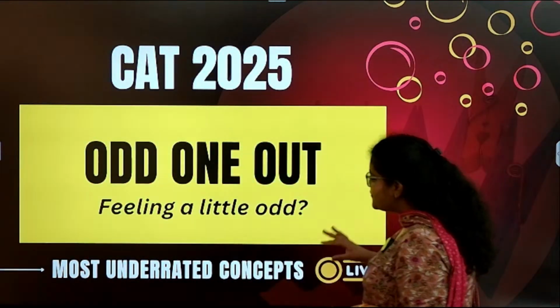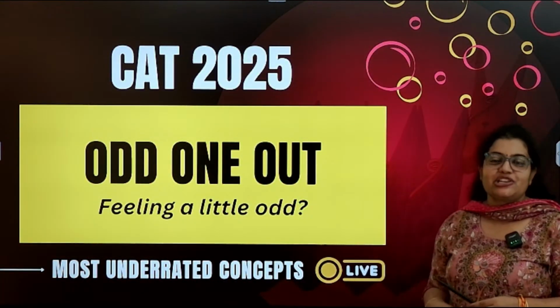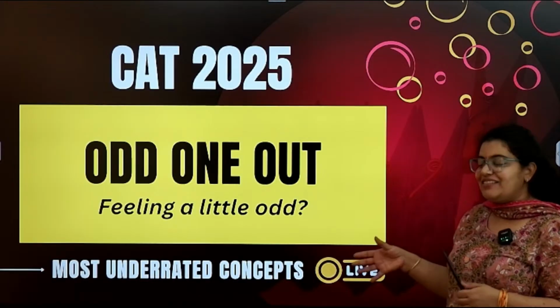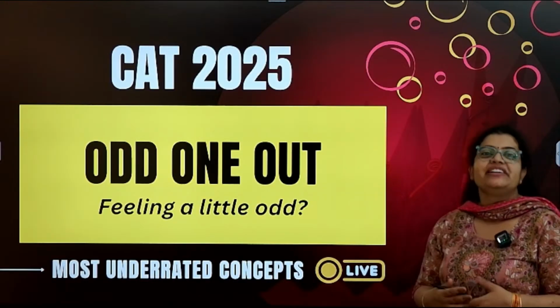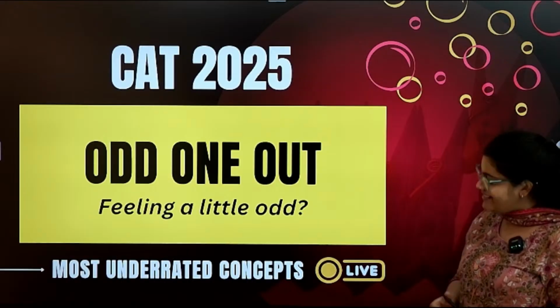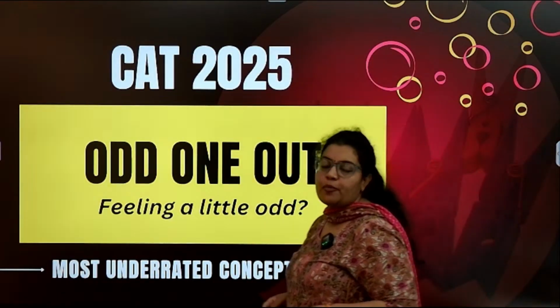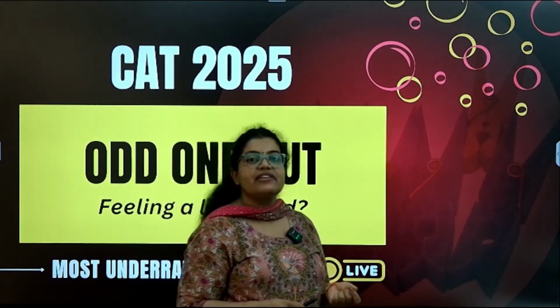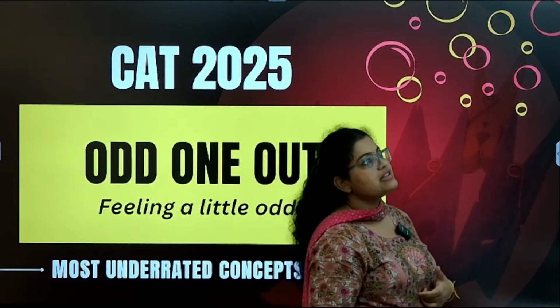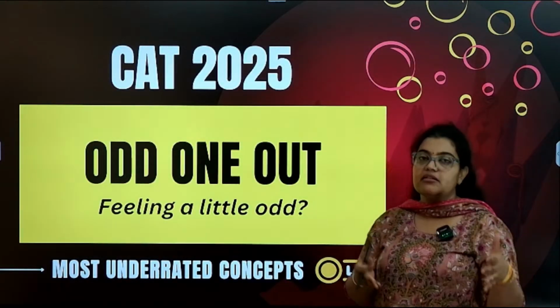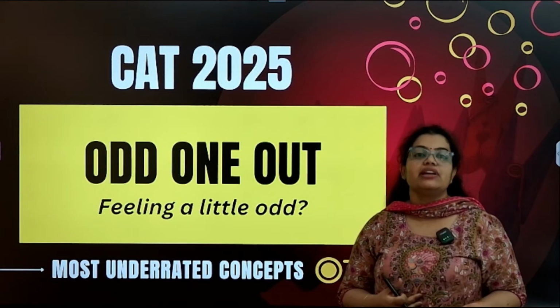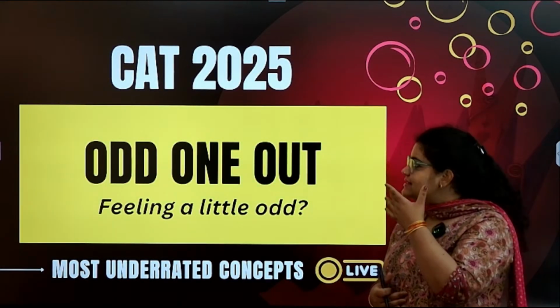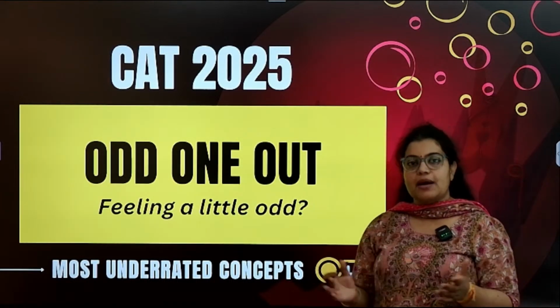So how many of you feel that whenever you see questions on odd one out, this question is making you a little odd for this paper or something, right? It's an extremely favorite topic of the CAT question setters. This topic was given a skip in the year 2022, and then in the year 2023 it made a re-entry, right? So it has been a prominent topic for the past couple of years.